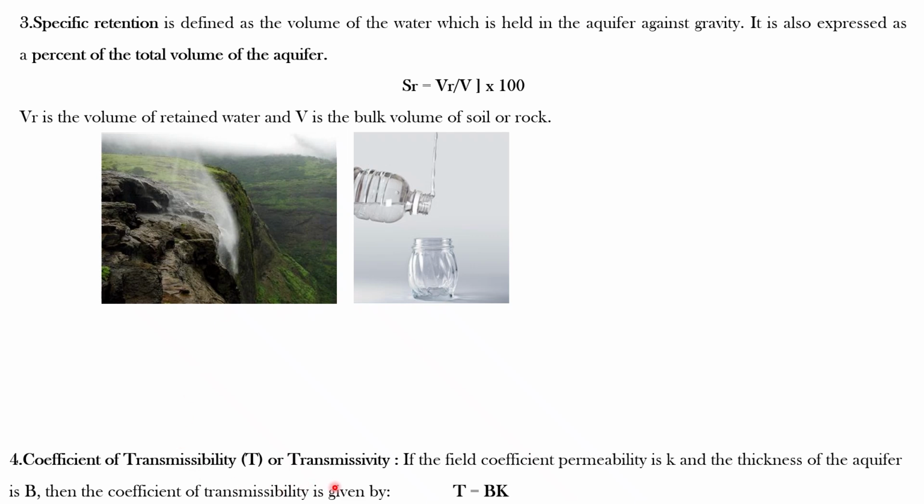The coefficient of transmissibility, T, also called transmissivity, tells us how easily water can move through the entire thickness of an aquifer. The formula is T equals B times K, where B refers to the thickness of the aquifer and K refers to the permeability. When the transmissibility is higher, more water can flow into the wells. That is a possibility.